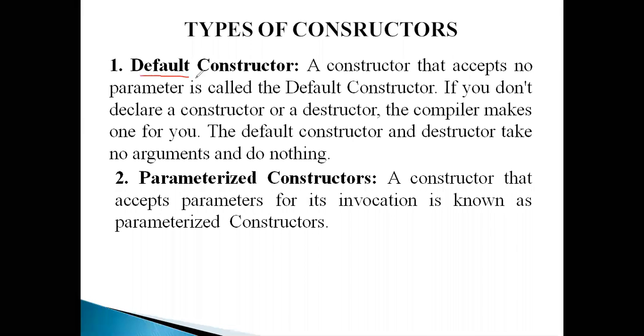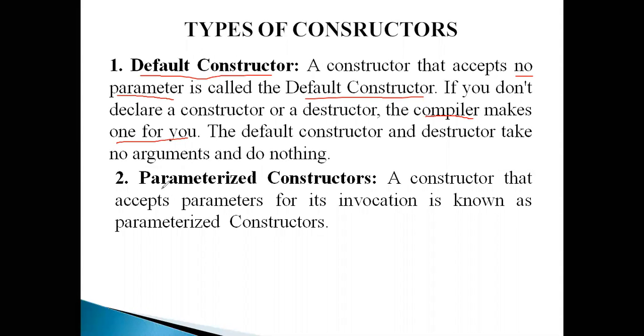A default constructor, where we don't have any arguments, we are not passing any parameters, is called a default constructor. Even if you do not declare a constructor or a destructor, the compiler makes one for you. Even if you have not defined any constructor, automatically whenever the object is created, the compiler will generate the constructor.